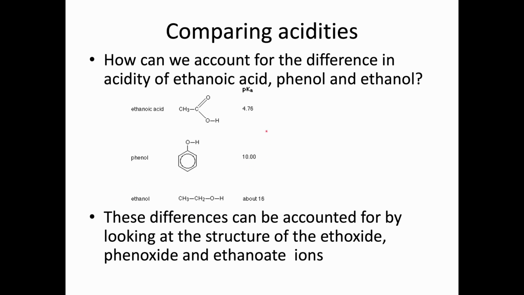We're comparing the acidities, so when you're looking at your carboxylic acids, in this example it is your ethanoic acid, your phenol, and your ethanol. So we're going to start with the one with the lowest pKa. Again, the smallest pKa lets you know that that's your strongest acid.